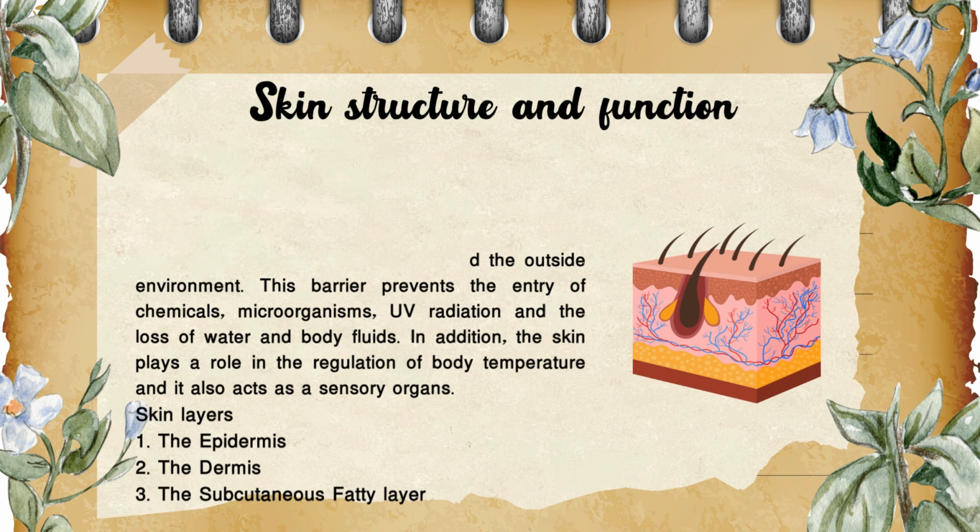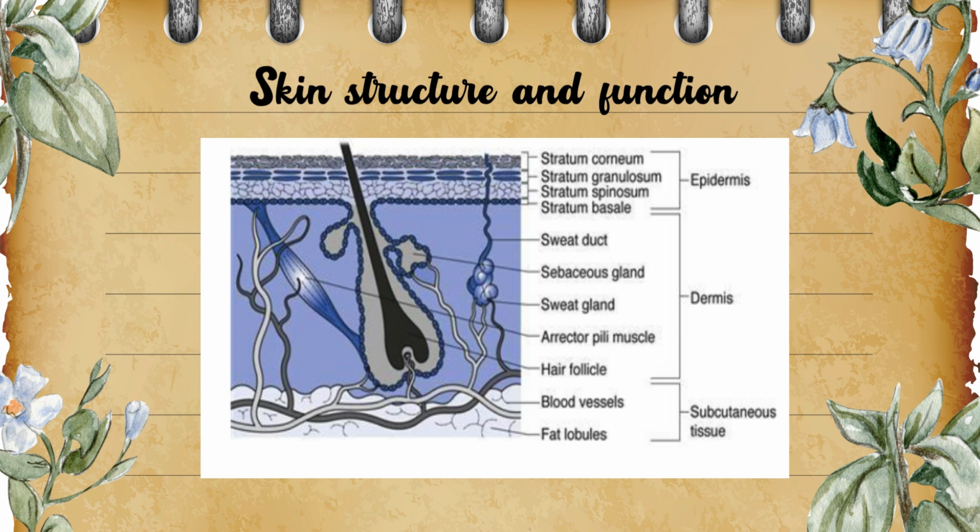In addition, the skin plays a role in protection. The structure of skin includes the epidermis, which has stratum corneum, stratum granulosum, stratum spinosum, and stratum basale. Then the dermis, sweat duct, sebaceous gland, sweat gland, erector pili muscle, hair follicle. And the subcutaneous tissue, blood vessels and fat lobules.